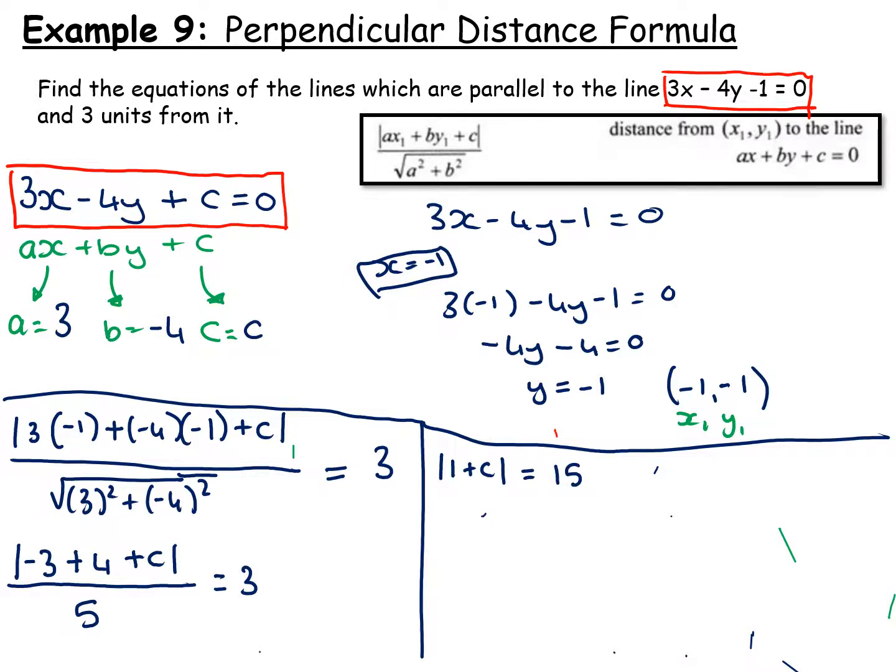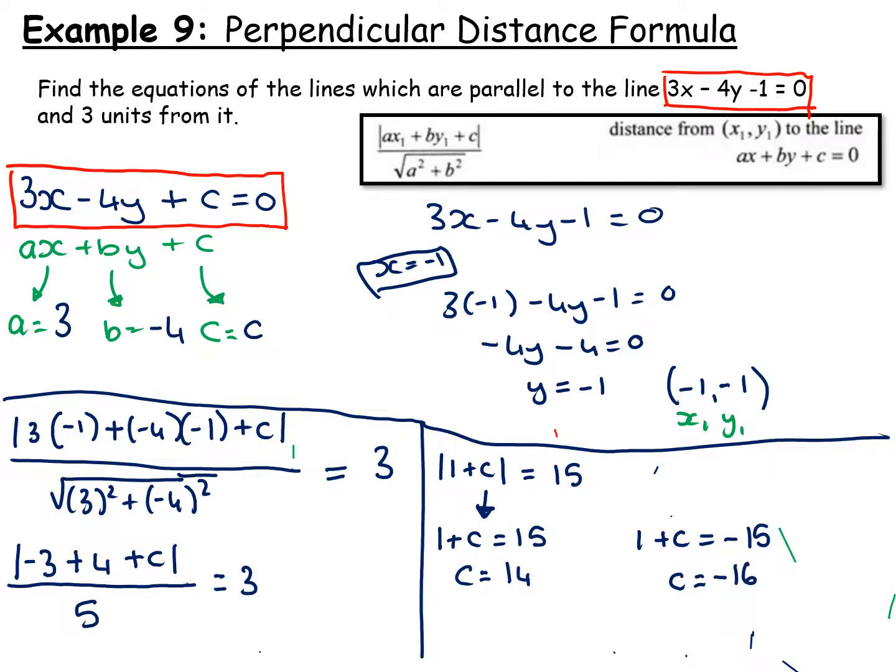Now, there are two ways you can finish this off. We can use our squaring, but I'm going to use the second method that I showed you before that's a little bit easier. So we could say 1 plus c was 15, or 1 plus c was actually negative 15, and we change the sign. Remember that absolute value signs, those modulus signs, mean that whatever is in there needs to be positive. So if it was negative, we change the sign. So I get c equals 14 and c equals minus 16.